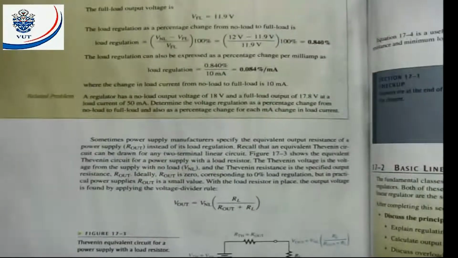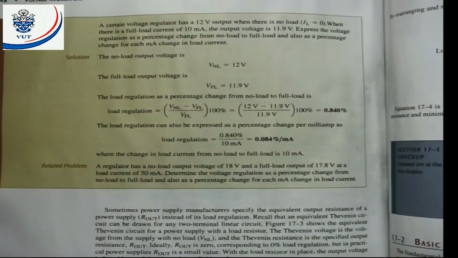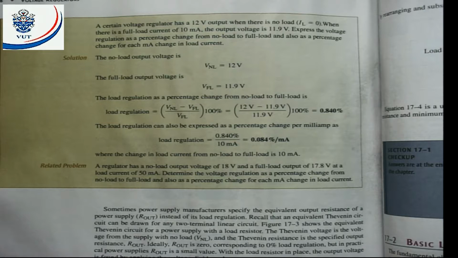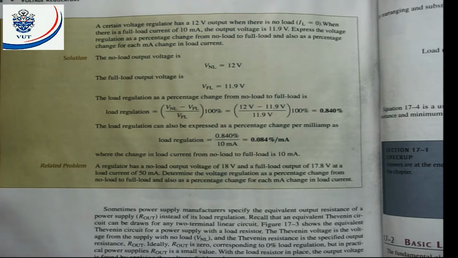Let's have a look at this example. Example 17.2, they say a certain voltage regulator has a 12-volt output when there is no load, IL is equal to 0. When there is a full load current of 10 milliamp, the output voltage is 11.9 volts. Express the voltage regulation as a percentage change from no load to full load, and also as a percentage change for each milliamp change in load current.